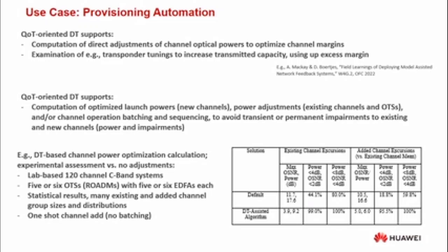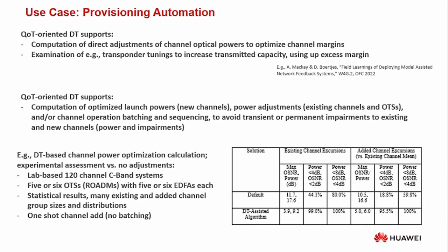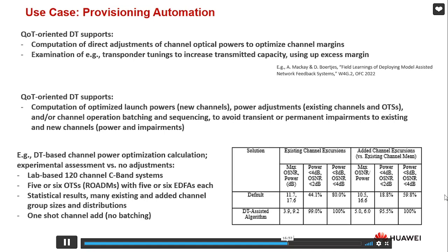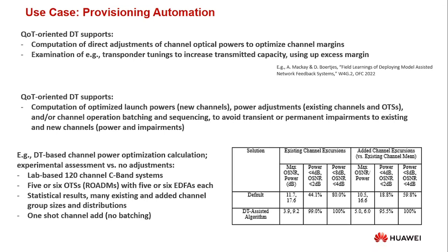But what we're comparing is, we just add all the channels at nominal levels, and we don't change any of the existing power levels, or we add all the channels in one shot, but we've computed optimal levels for those new channels plus adjustments to the existing channels on each OTS. And we can see from the data that the number of channels that come up or remain within acceptable power evolutions and optical noise evolutions jumps from 20% to a half up to very close to 100%.